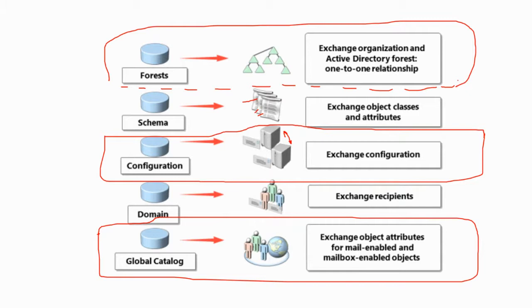A client access server also accesses the global catalog server to locate the user's mailbox server and to display the global address list to Microsoft Office Outlook, Microsoft Outlook Web App, or Exchange ActiveSync clients.